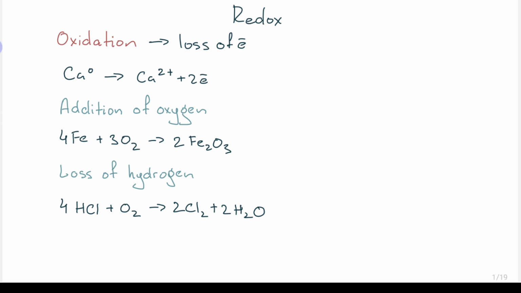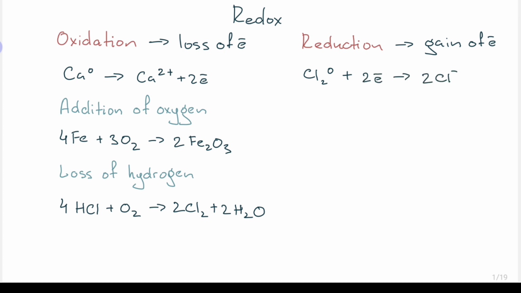So what about the reduction process? Reduction is vice versa. It's a process of gaining electrons. And usually nonmetals act as acceptors of electrons, or oxidizing agents. So here you'll find an example when chlorine accepts 2 electrons with the formation of the chloride ion.